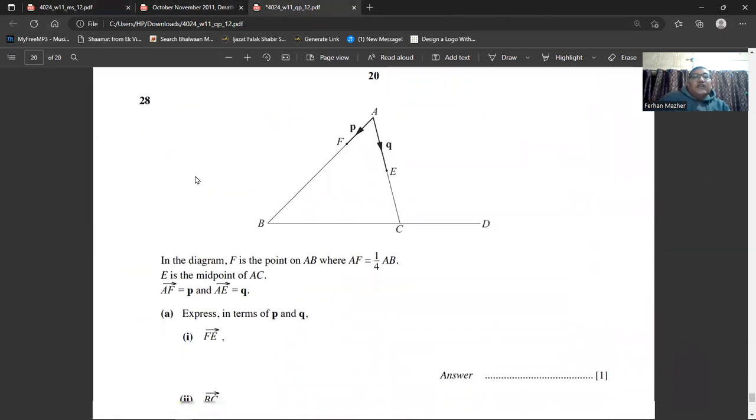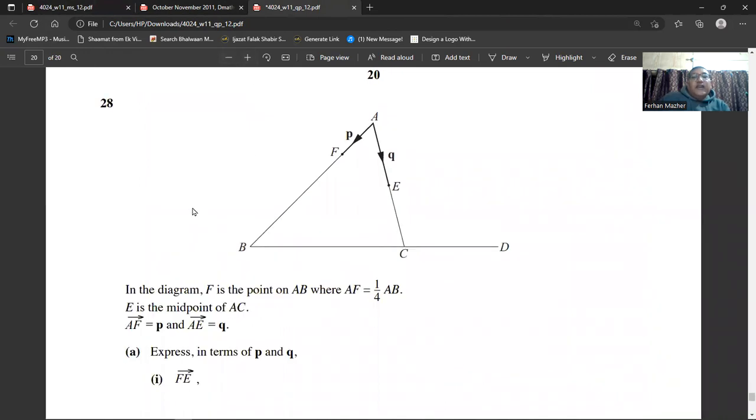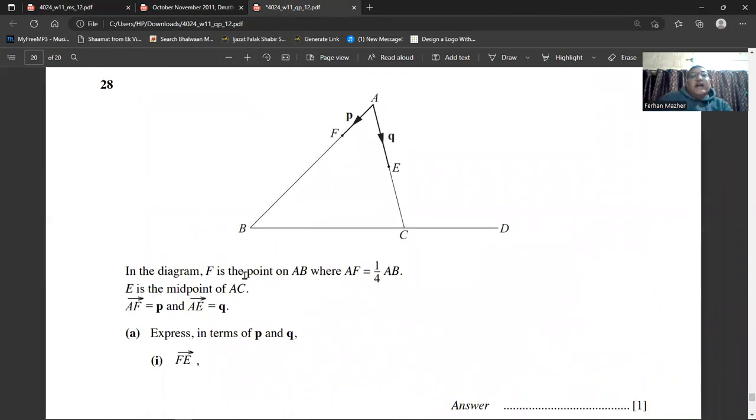Now we are going to the next question. That is question number 28. And he says, in the diagram, F is the point on the AB where AF is equal to 1/4 of the AB, which means that AF is 1 in the ratio, FB is 3 and the AB is 4 pieces. Okay, this is ratio. E is the midpoint, so this is 1, this is 1. If A to E is Q, E to C will also be Q. So A to C will be 2Q.